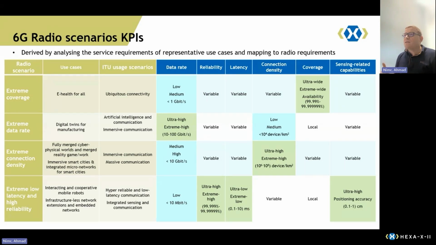And the nice thing is that for each scenario, there are not only extreme requirements, but some of the requirements are very relaxed, and this is highlighted in blue, and the others are variable. For instance, when it comes to extreme low latency and high reliability, the data rate is really low. So that is good news. And these scenarios then can serve most of the use cases encountered for 6G.